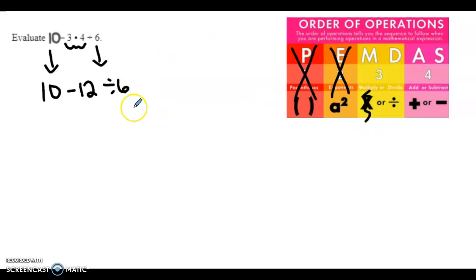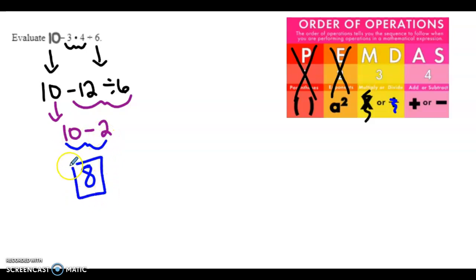So now I'm going to check divide. And I do have a division. So I need to go ahead and do negative 12 divided by 6. Negative 12 divided by 6 is going to give me a negative 2. And then I'm just going to bring this 10 straight down. I finished multiplying and dividing, so now I'm looking for adding or subtracting, and I do have subtraction, so I'm going to go ahead and subtract. And 10 minus 2 is 8.